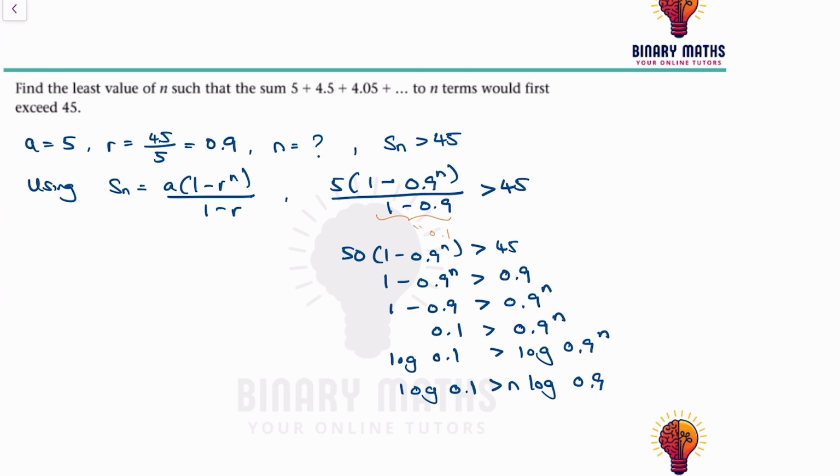Okay, if we divide by log 0.9, then because the log of 0.9 is a negative number, the inequality will flip over, so you end up getting n is greater than log of 0.1 divided by log of 0.9, which means n is greater than 21.8543 from our calculators, which means n must be equal to 22.